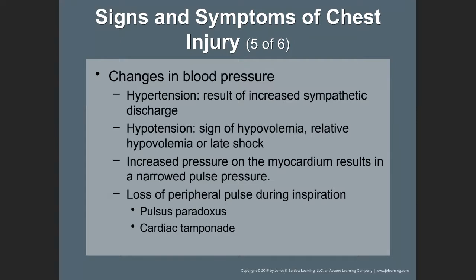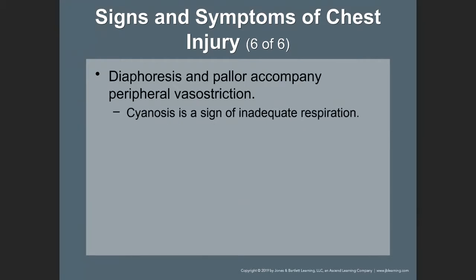Increased pressure on the myocardium will result in a narrow pulse pressure, which is the difference between the systolic and diastolic. Loss of peripheral pulses during inspiration can be linked to pulsus paradoxus or cardiac tamponade. Diaphoresis and pallor accompany peripheral vasoconstriction. Cyanosis is a sign of inadequate respiration, and it is a late sign.